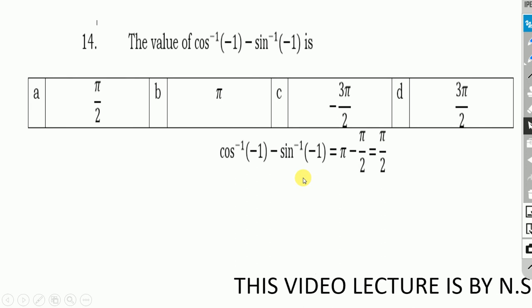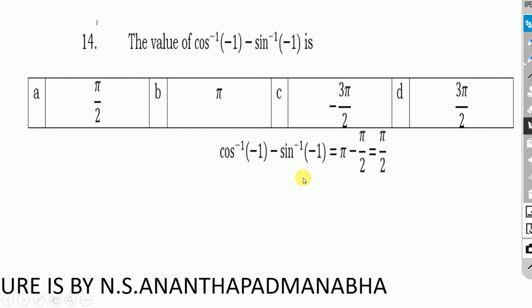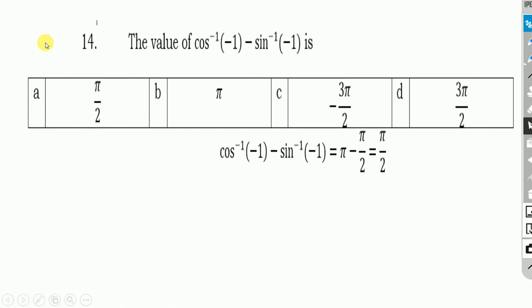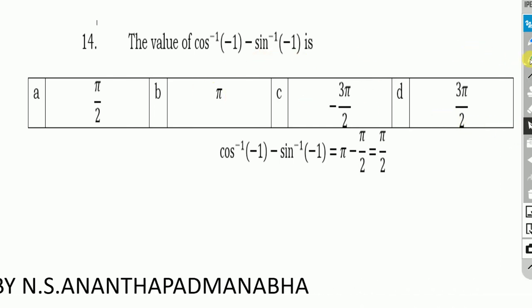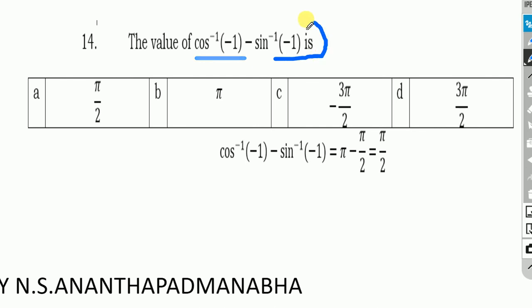The value of cos inverse of minus 1 minus sin inverse of minus 1 is, I have to find the value of cos inverse of minus 1 minus sin inverse of minus 1. Option A is pi by 2, option B is pi, option C is minus 3 pi by 2, and option D is 3 pi by 2.